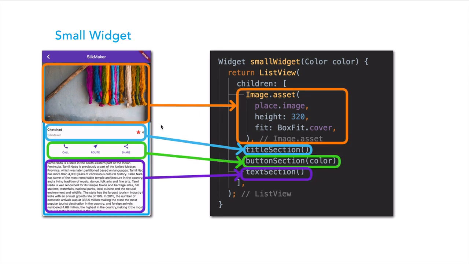So as you can see here, the first one is the image, and here we have the title section, and then we have the button section, and then we have the text section. Totally 4 children under the list view.